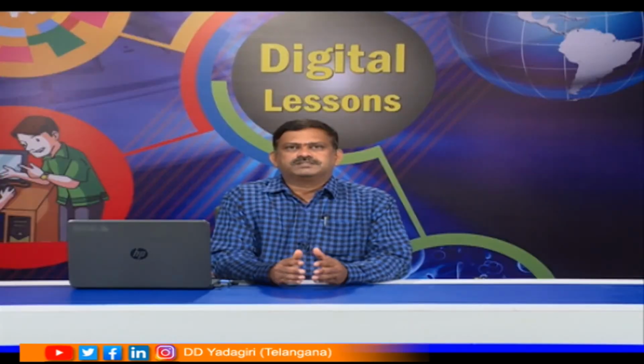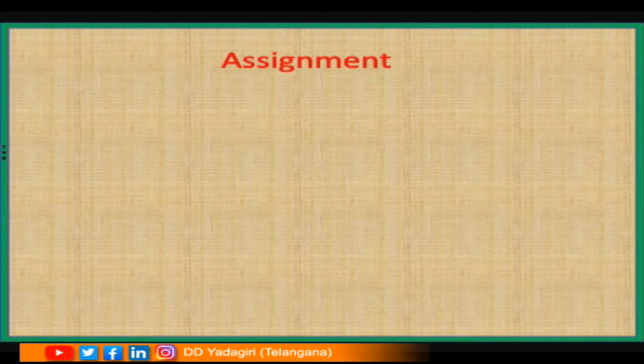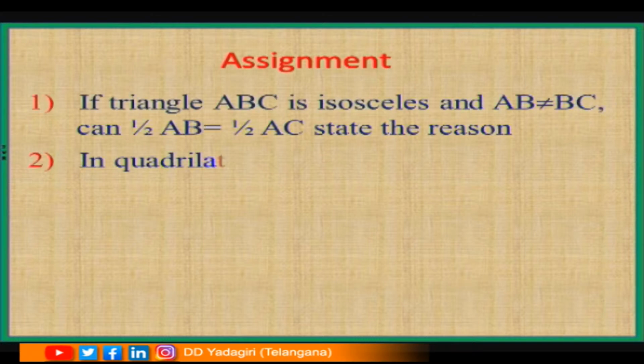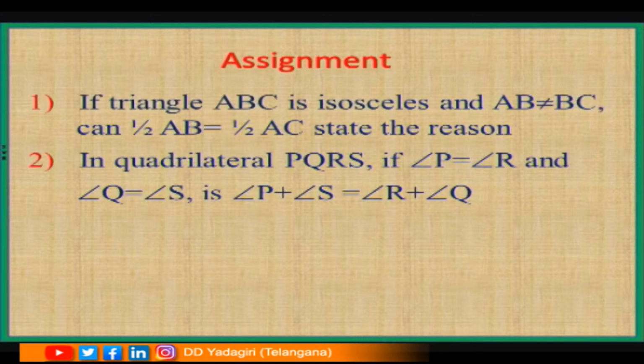Children, try to solve the exercise problems of your textbook. So, here is a small assignment. The first question: if triangle ABC is isosceles and AB is not equal to BC, that means side AB is not equal to side BC, can half of side AB be equal to half of side AC? Please state the reason for it.